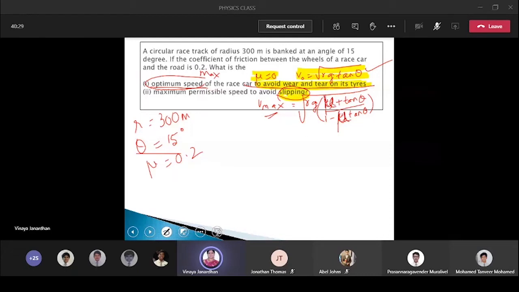Will you be able to find this? Okay. You know how to find tan 15, boys? Do you know how to find tan 15? Do you have your lab manual with you right now? Anyone who is having a lab manual? Do you have a lab manual? 11B? Yes, ma'am, I have.